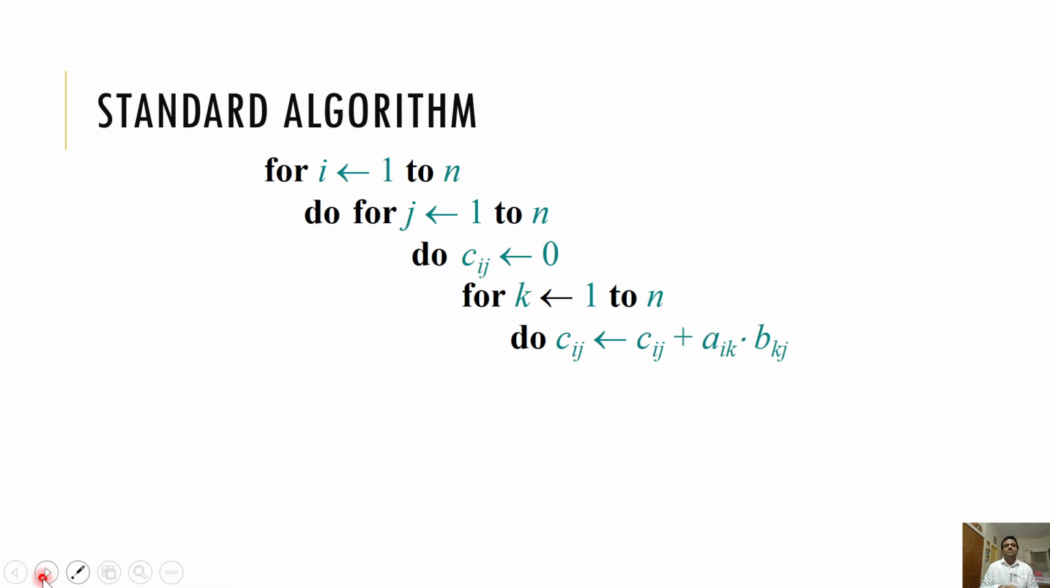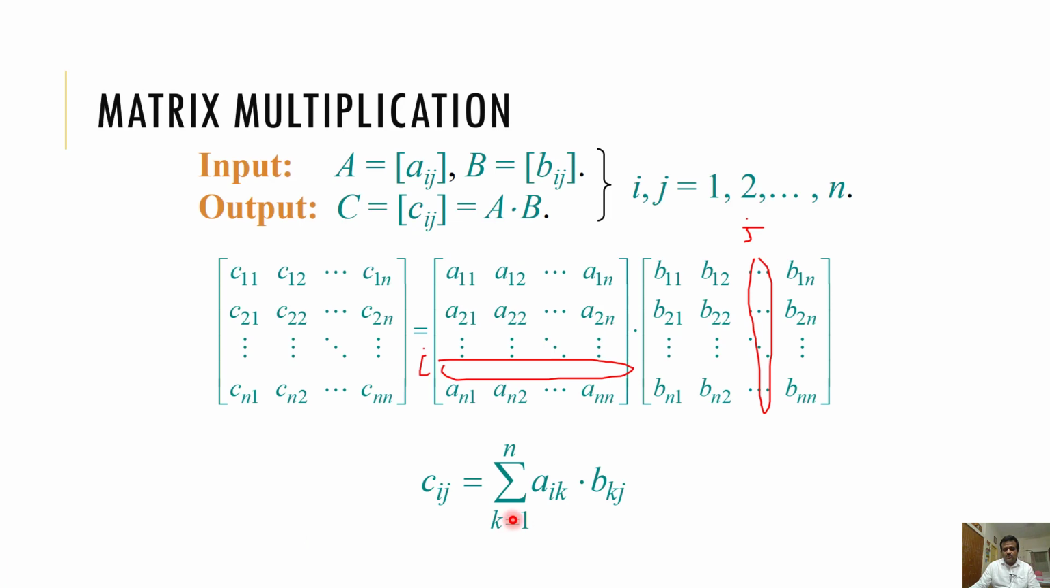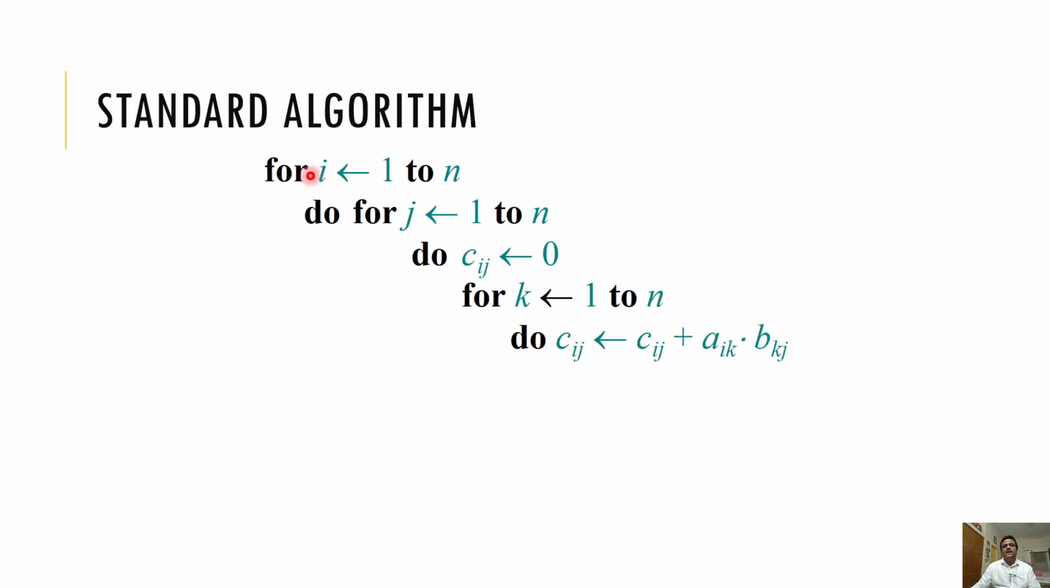This is very standard code you have seen. Basically we need to find Cij, the ijth element of the C matrix, for all i and j, like C11, C12. We do that in for loops: i varies from 1 to n, and j varies from 1 to n.